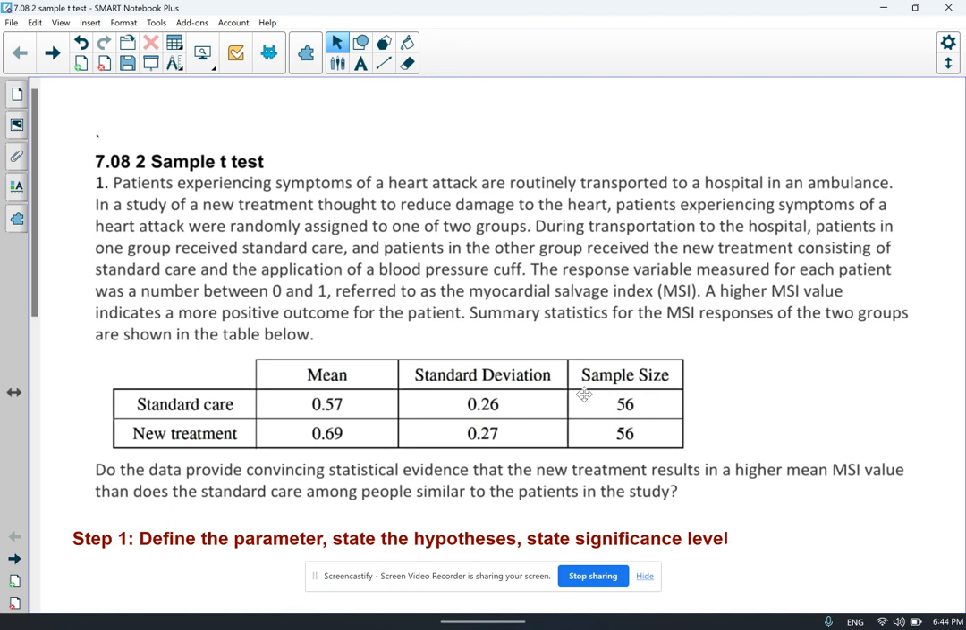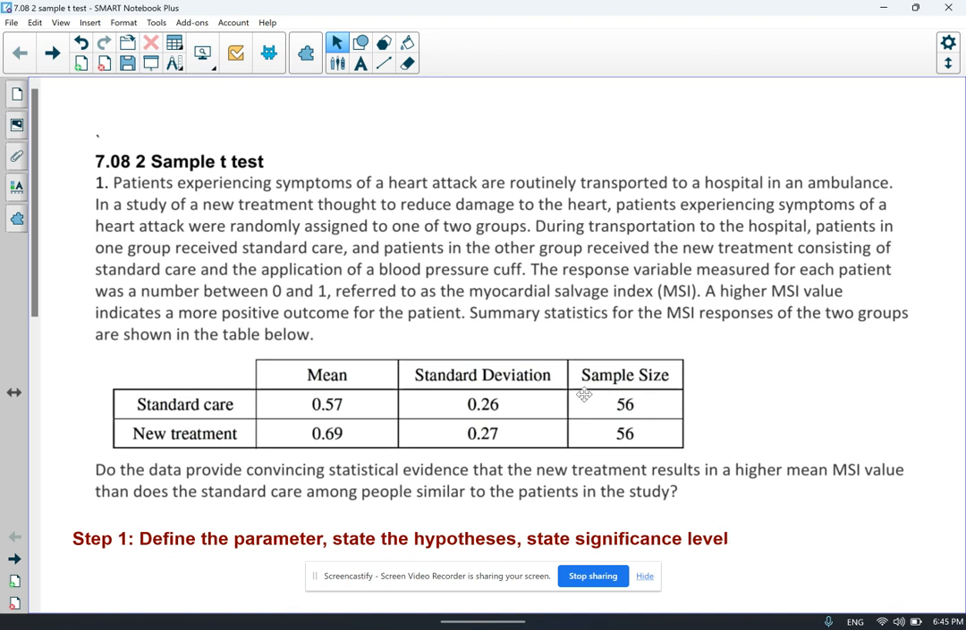Summary statistics for the MSI responses of the two groups are shown below. Does the data provide convincing statistical evidence that the new treatment results in a higher mean MSI value than does the standard care among people similar to patients in the study?